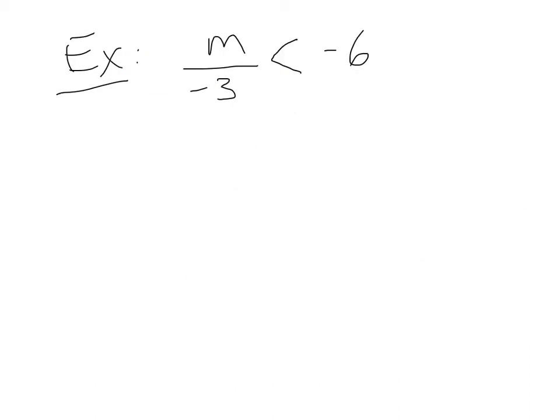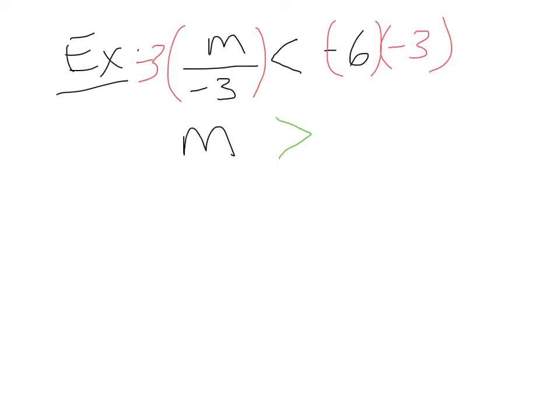Okay, here's another example where m is being divided by negative 3. This quotient is less than negative 6. In order to figure out what m must be, we can do the inverse operation. M is being divided by negative 3, so we multiply negative 3 on both sides. Be careful, because you're multiplying by a negative. If ever you're multiplying by a negative, you reverse the inequality sign.